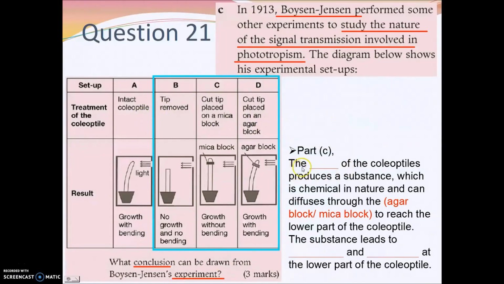Actually, which part of the coleoptile produces a substance which is chemical in nature and can diffuse through the agar block or the mica block to reach the lower part of the coleoptile? And the substance will need to do something at the lower part of the coleoptile. Remember the four steps of answering the question of tropism. That means the growth and bending at the lower part of the coleoptile.